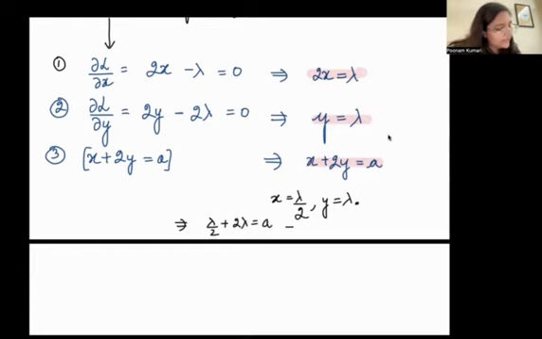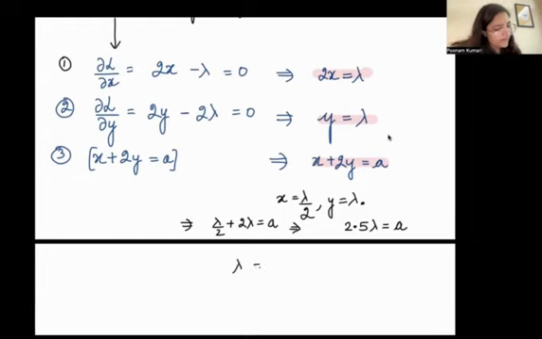So what does that give me? Lambda by 2, so 0.5 lambda plus 2 lambda, that is 2.5 lambda, and that is equal to a. So what is the value of lambda? A divided by 2.5.